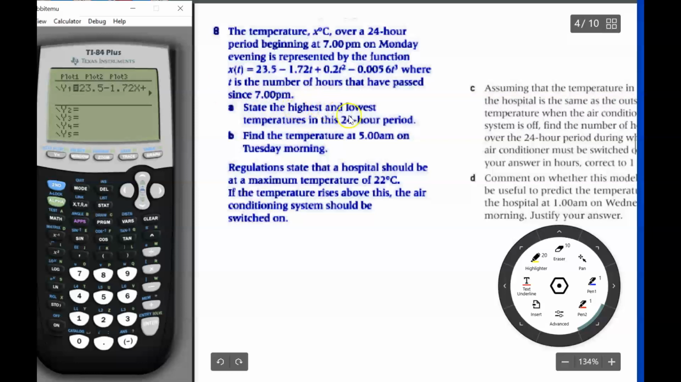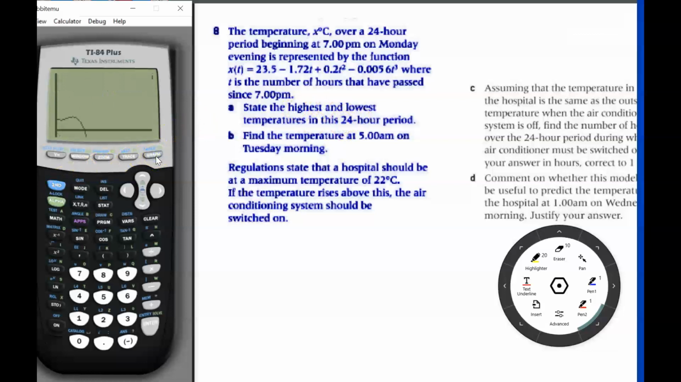Okay. State the highest and lowest temperatures in this 24-hour period. Again, the graph is probably the best place to look at that. Whoa. It got cold, didn't it? It went below 0 degrees here. Let me adjust the window so that we can see a little bit lower. So instead of -10, I'm going to put -100, and I'll graph it again. Okay. All right, so it looks like I have kind of like a minimum here and a maximum here.